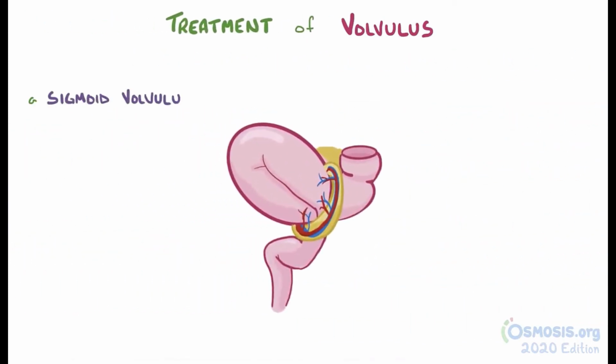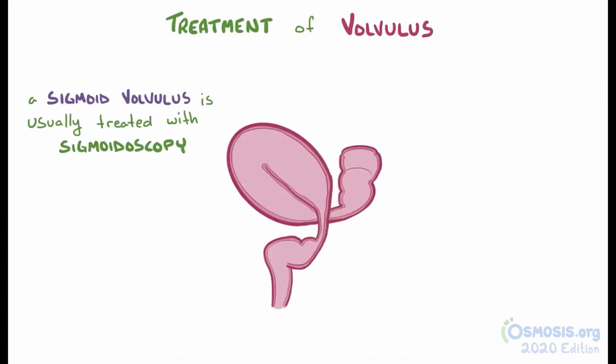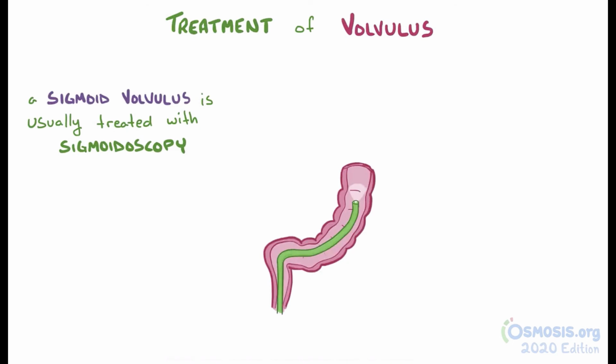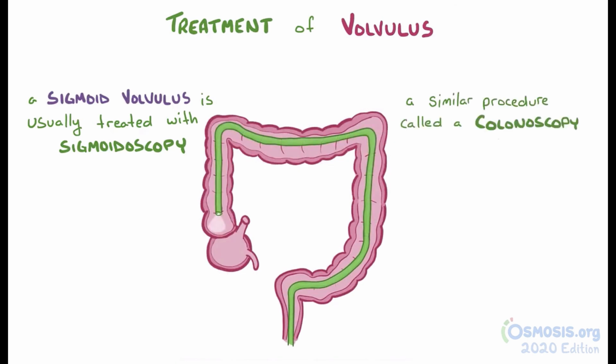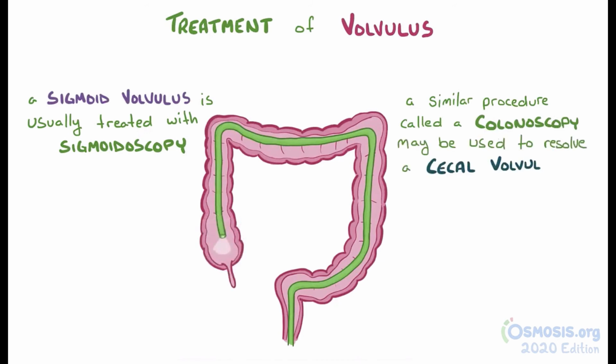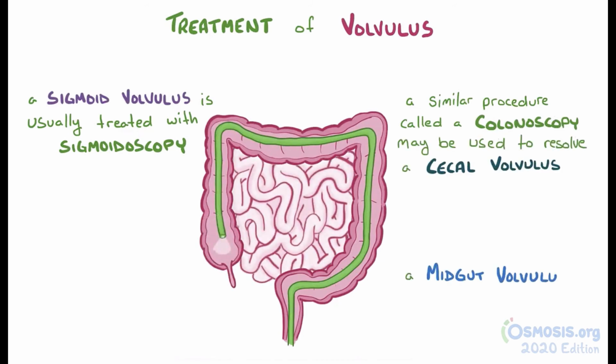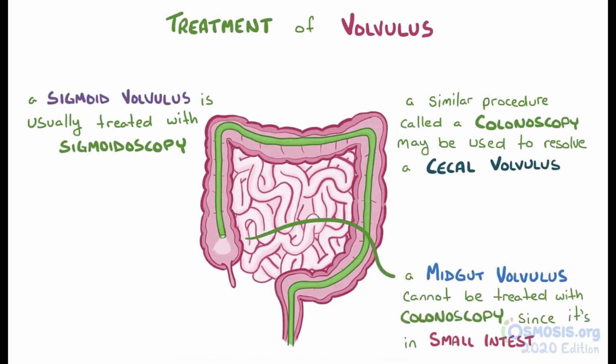A sigmoid volvulus is usually treated with sigmoidoscopy, an examination of the sigmoid colon using a set of flexible tubes inserted through the anus. If the tissues look normal and pink, the tubes untwist and decompress the colon to relieve pressure. A similar procedure that goes a bit further in, called a colonoscopy, examines the entire colon and can occasionally be used to resolve a cecal volvulus. But a midgut volvulus can't be treated with a colonoscopy, since it's even further back in the small intestine.